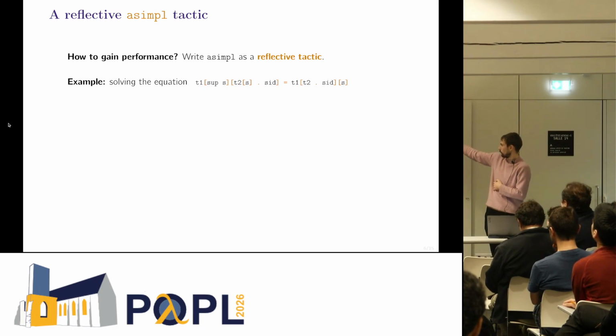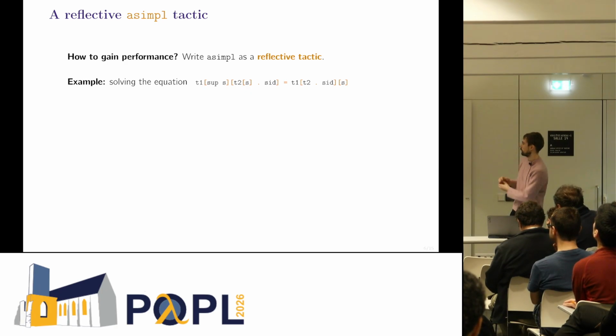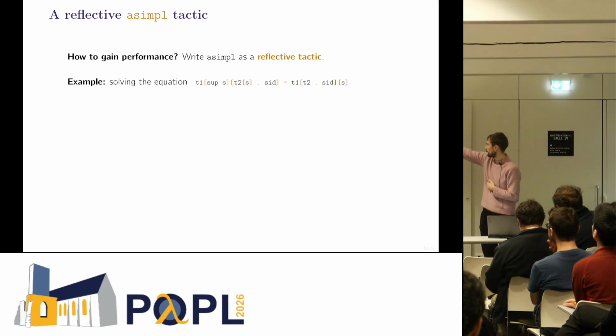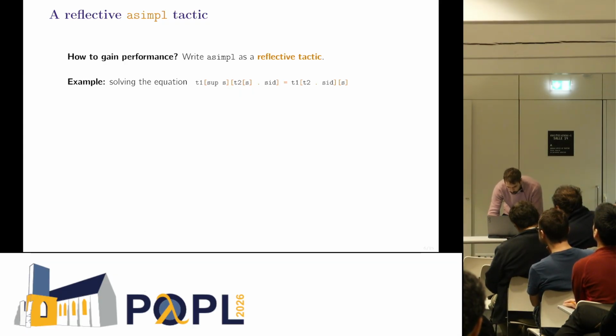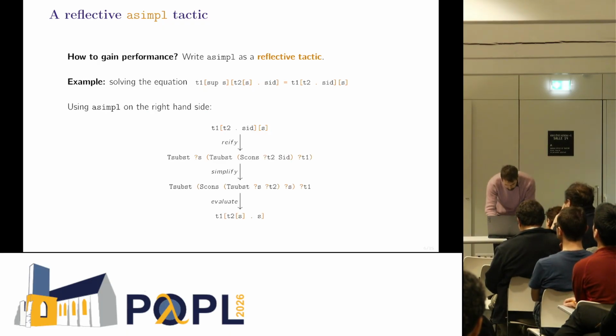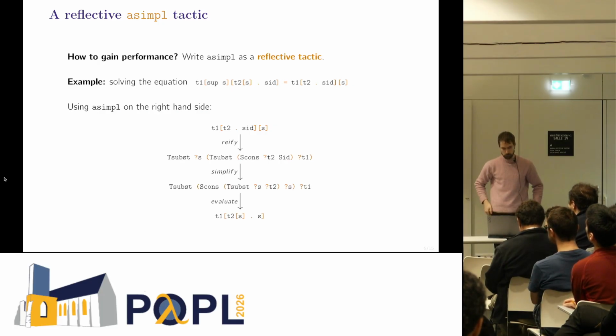Okay, so I'll start with a simple example to explain how reflection works. Let's say you want to solve this equation. Here the square bracket syntax means apply a substitution. SID is the identity substitution. So the way you would do this is, let's say you want to use asimpl to simplify the right-hand side. This is how it would work.